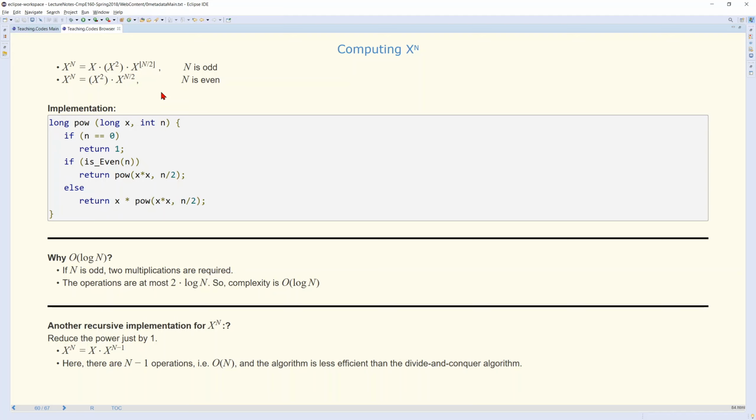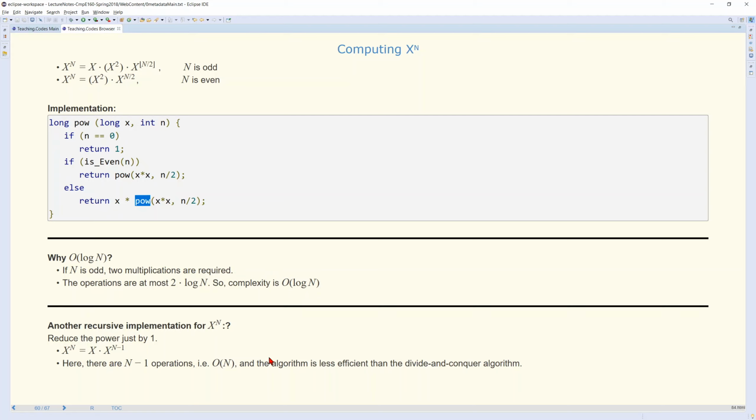So it could be implemented by the method given here. Note that it's again a recursive implementation. This is again log n complexity, because if n is odd, you need 2 multiplications, and the operations are repeated. But in each case, since you're dividing n by 2, the depth of going in this would be O(log n).